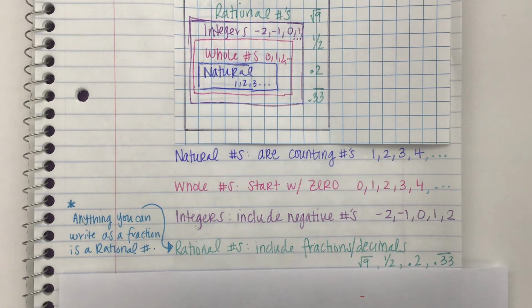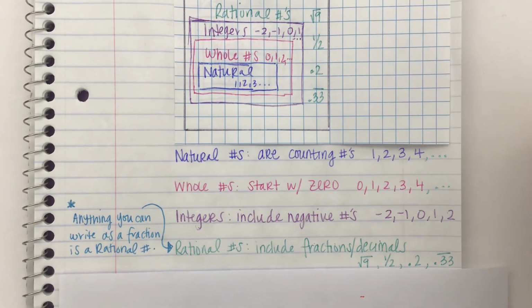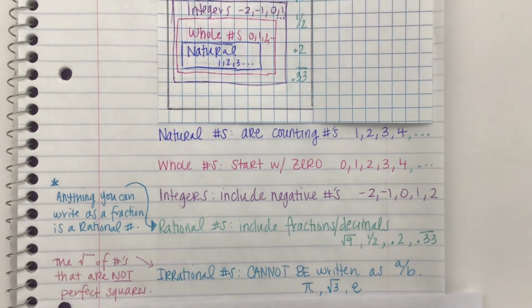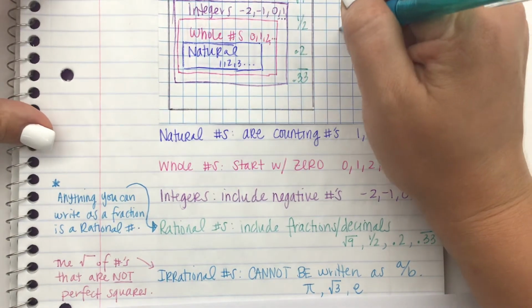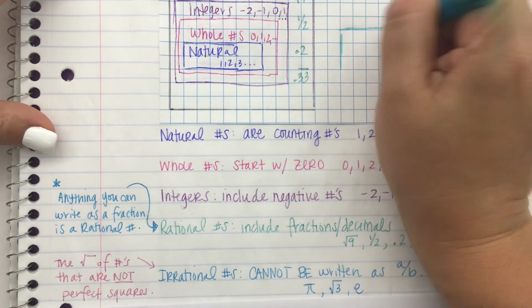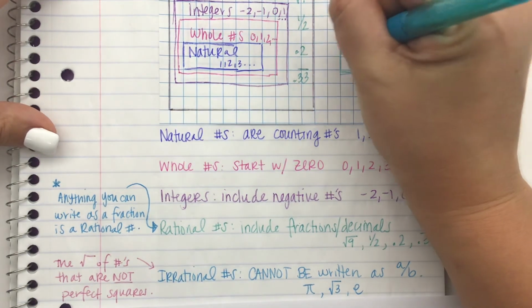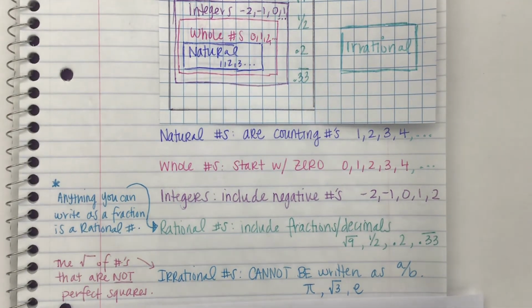All right, and now to finish off our real number system, we have something over here on the island, kind of by itself, okay? And that set of numbers is called irrational numbers. So let me go ahead and make my little box. And now these numbers are not included in any set. It's kind of hard to see this light blue. I apologize. Okay, so these are irrational numbers. And irrational numbers are numbers that cannot be written as a fraction.